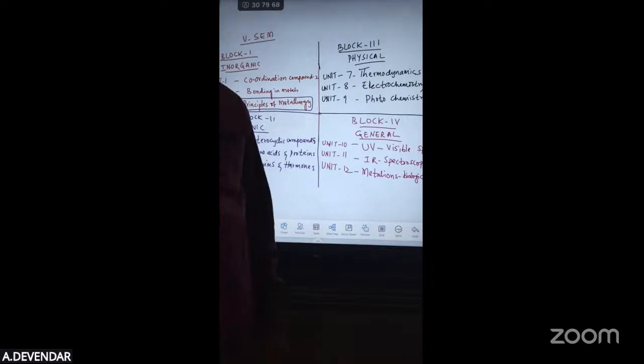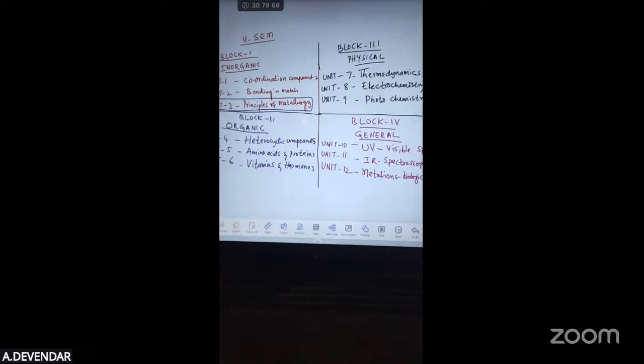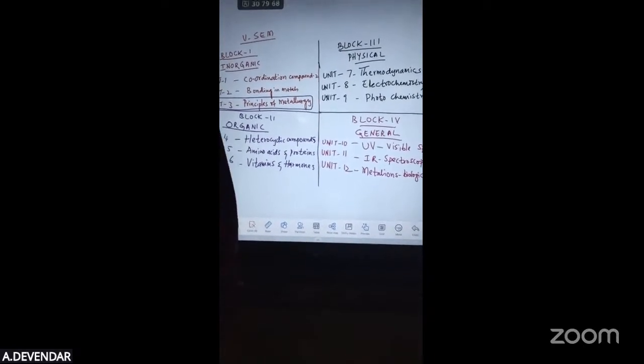This is about our syllabus. In the core, these are the syllabus topics which are present. Now coming to the first, we go to the first chapter.